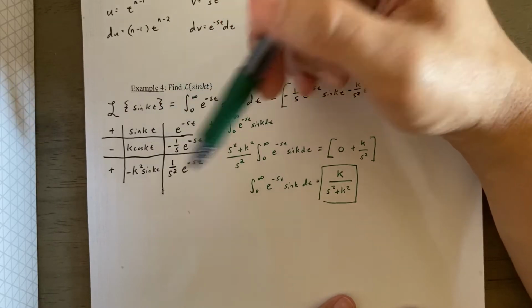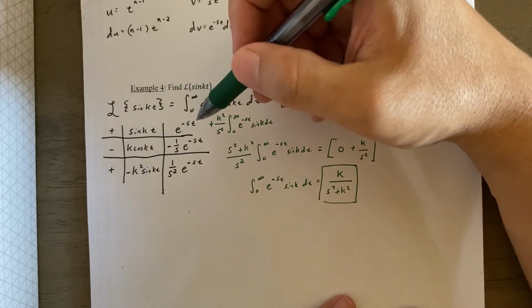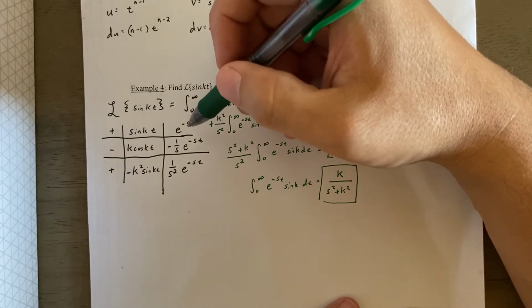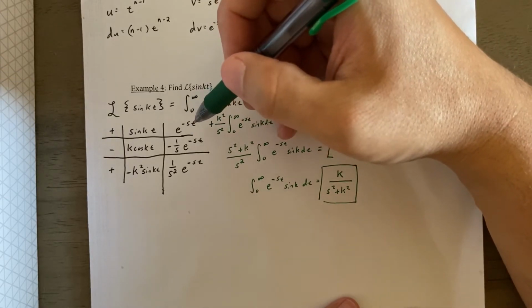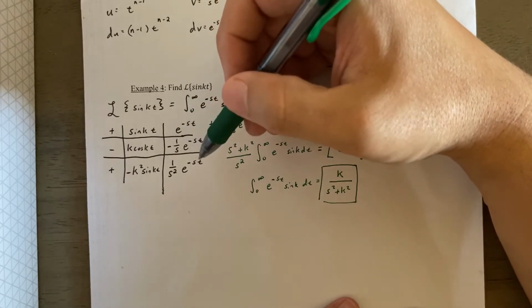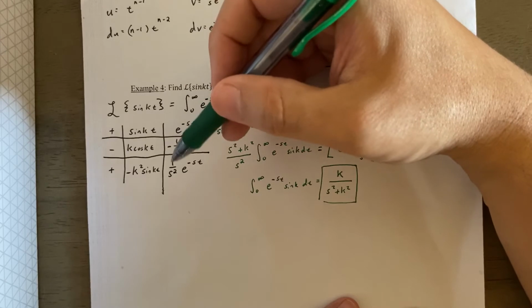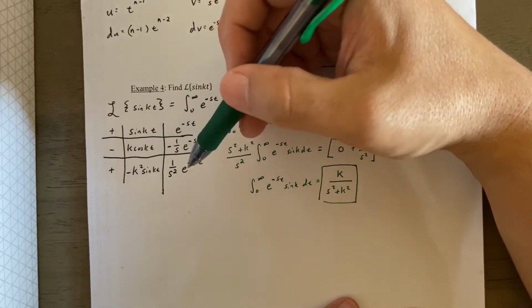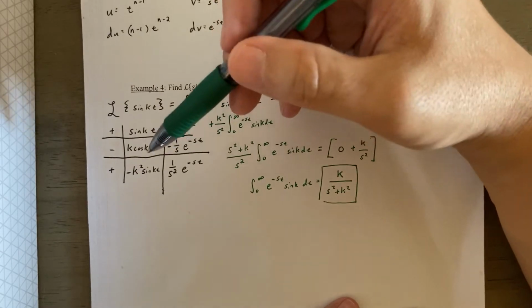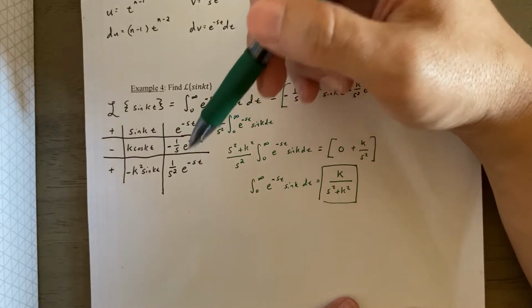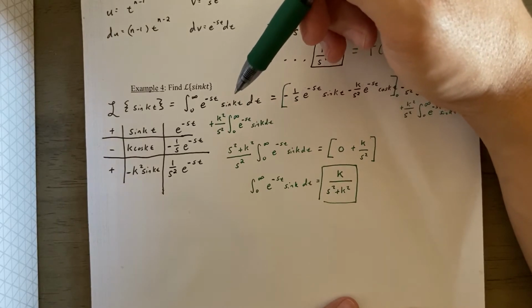So that's all of the integration. When I integrate e to the negative st, I get negative 1 over s e to the negative st. Then I do it one more time, and I get 1 over s squared e to the negative st. The reason I stop here is because I'm going to get back to an integral that looks very similar to the original integral I started with.